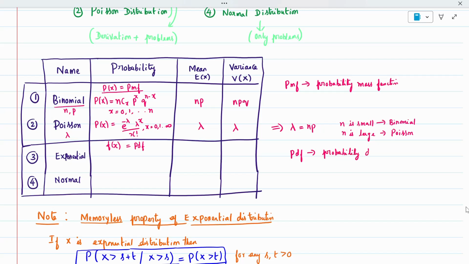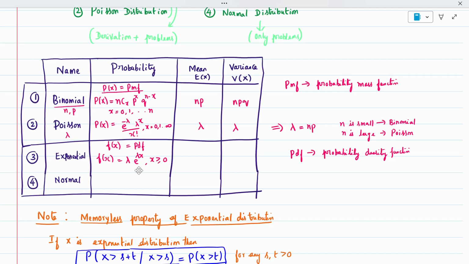Probability density function is PDF. So f of x for an exponential distribution is lambda into e to the power minus lambda x, where x is greater than or equal to 0. 0 to infinity is the limit.